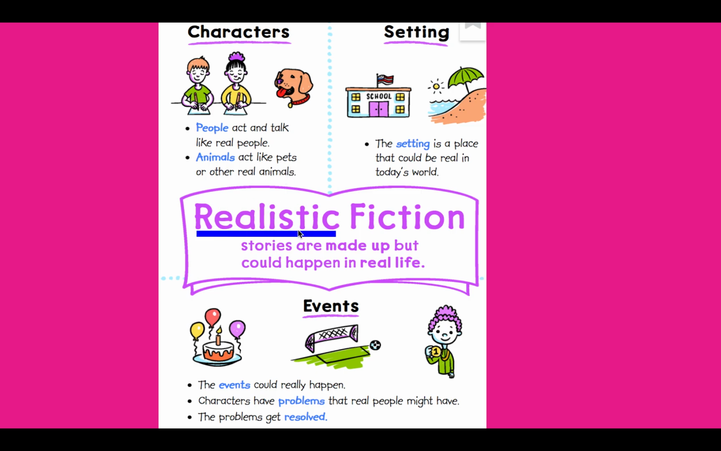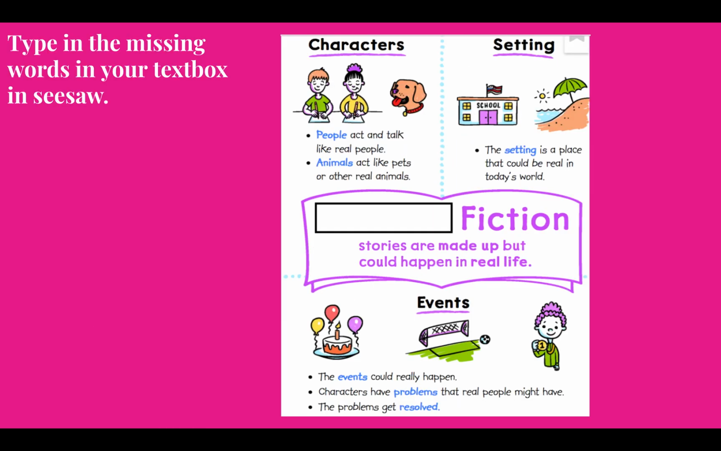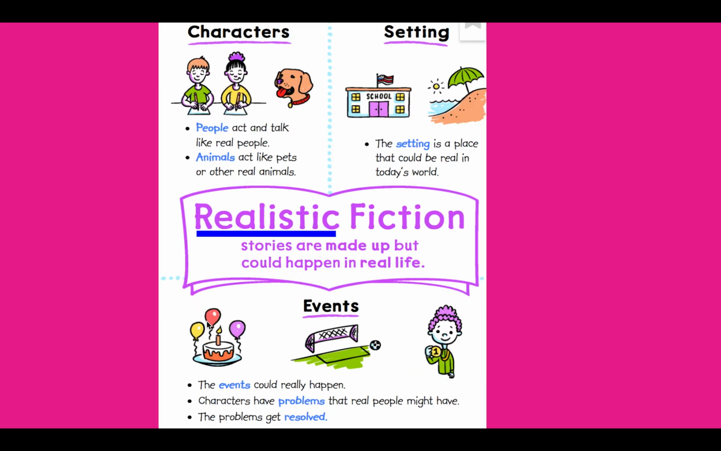So realistic fiction means, look at the word real and realistic. It's a story that's made up, but it could happen in real life. The events could really happen. Characters have problems that real people might have, and the problems get resolved, meaning they get solved. So page 2 of your notes in Seesaw looks like this. Type in the missing words in your text box in Seesaw. The word that you're going to write here is realistic. So at this time, I want you to pause, and I want you to write the word realistic in the text box on page 2.